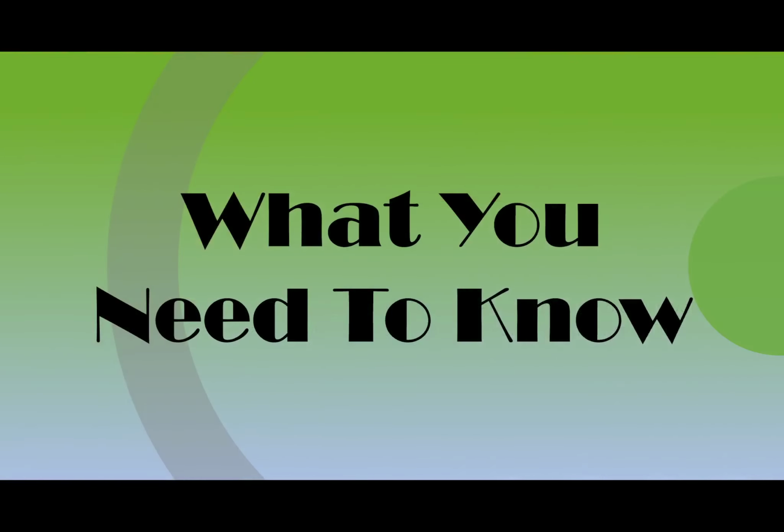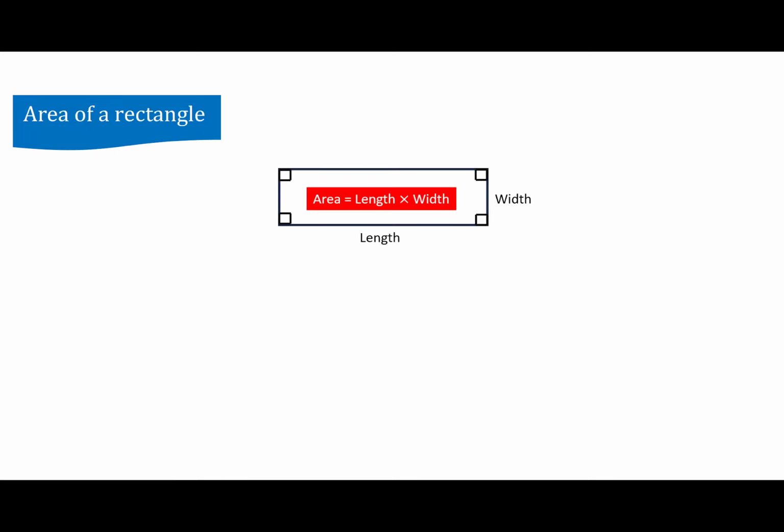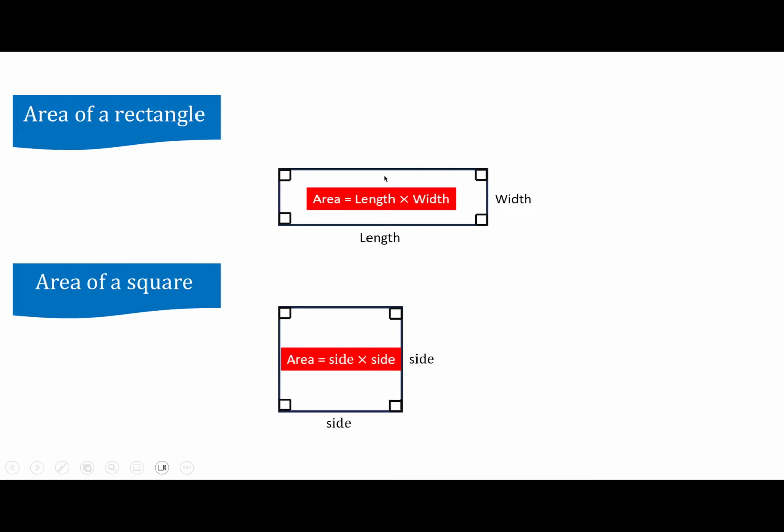Hello and welcome. Here is what you need to know before we get to the examples. Area of a rectangle. Area of a rectangle is length times width. You need to remember these formulas because they will not be given to you on the test. And without those formulas, you will not be able to solve surface areas and volumes, okay? Area of a square. A square is a particular case of a rectangle where the sides are all equal and the area is side times side.